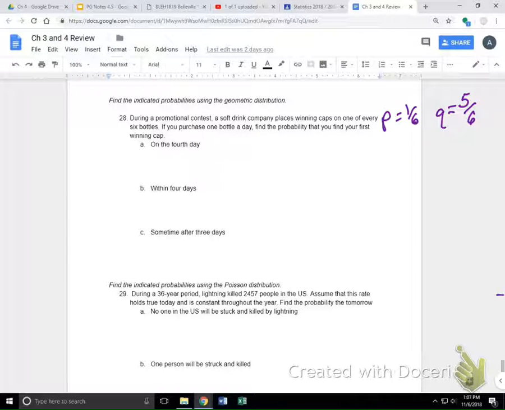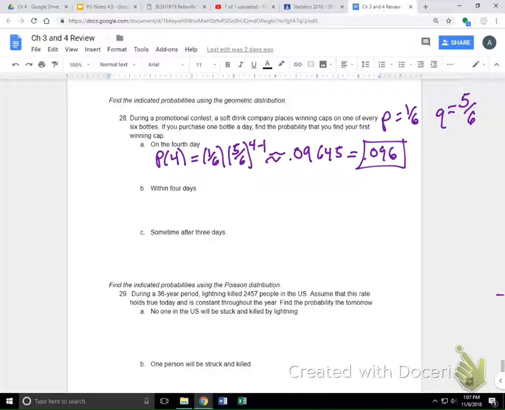So 5/6. And then the first one is we want to find the probability of winning on the 4th day, assuming that you're only buying 1 a day. So we're going to get that by 1/6 times 5/6 to the power of 4 minus 1, which is approximately 0.09645, and I rounded that to 0.096.